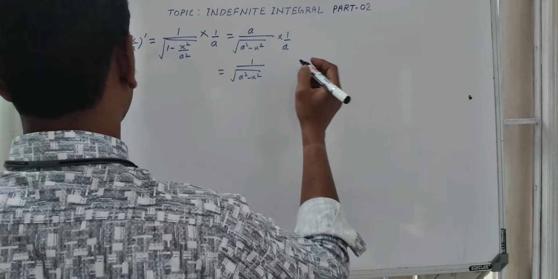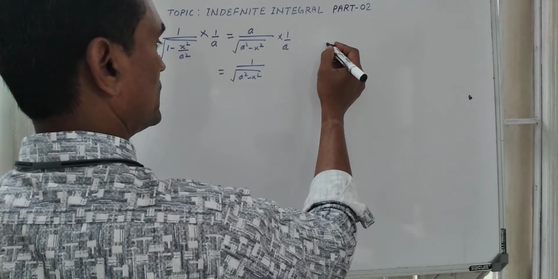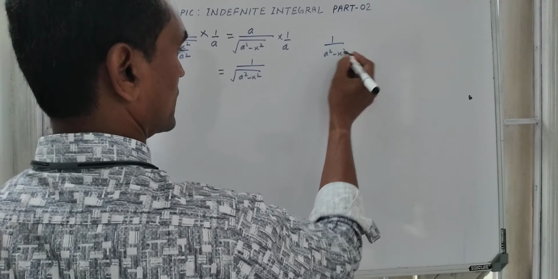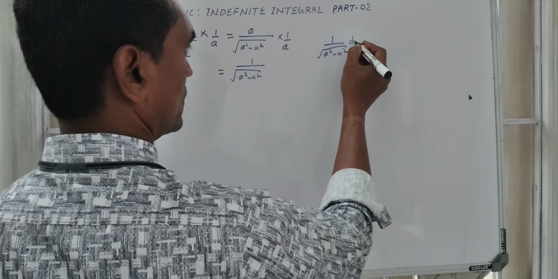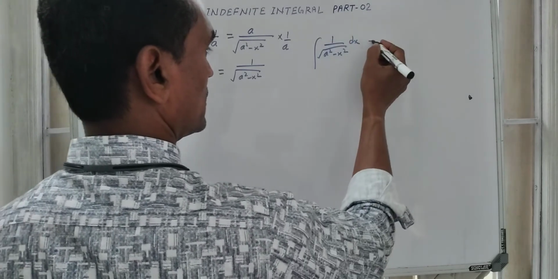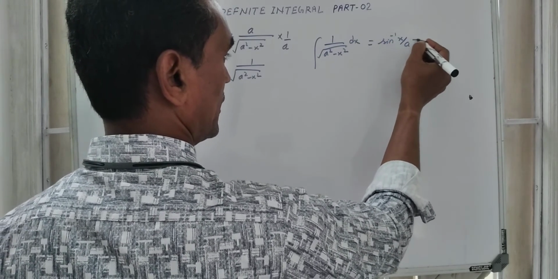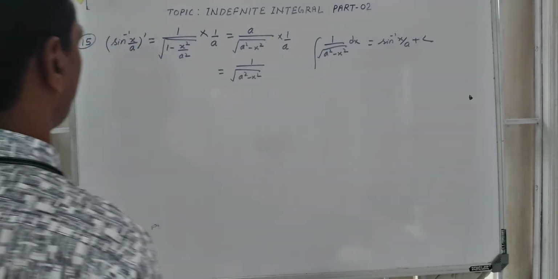So we can get another formula: the integral of 1 by the square root of a square minus x square is sine inverse x by a plus c.